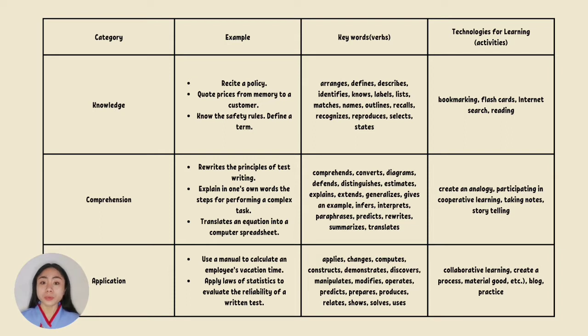For the second part, we have comprehension, which means understand the meaning, translation, interpolation, and interpretation of instructions and problems. State a problem in one's own words. So we have these examples, keywords, and technologies for learning. The following categories have the same processes, which have examples, keywords, and technologies for learning. The third one is application. It is the use of a concept in a new situation or unprompted use of abstraction.